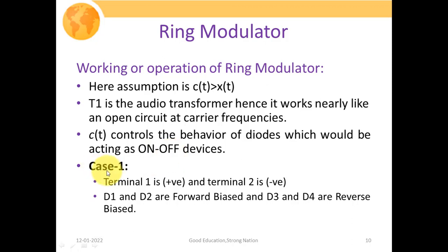The complete operation can be understood in two cases, that is when the CT value is positive or when the CT value is negative, or you could say when your carrier signal is in its positive cycle and when it is in its negative cycle. So case 1: when terminal 1 is positive and terminal 2 is negative. This is the case when your CT is in its positive cycle. So diodes D1 and D2 are forward biased as we have discussed, and diodes D3 and D4 are reverse biased, or in the off state. So only diode D1 and diode D2 will conduct.